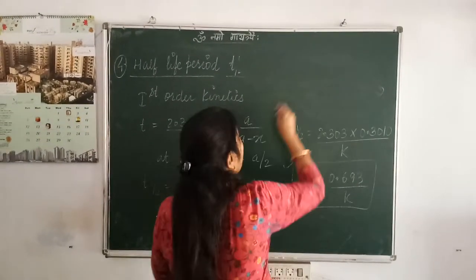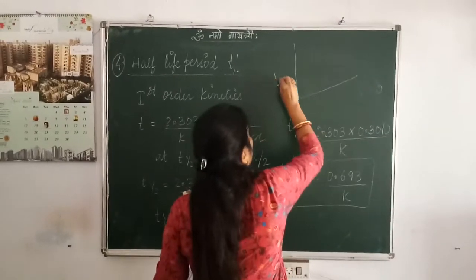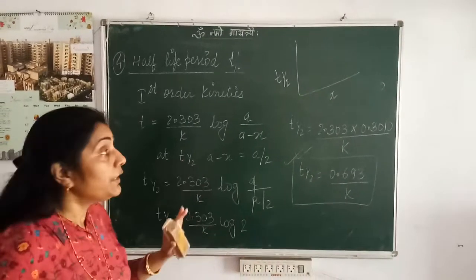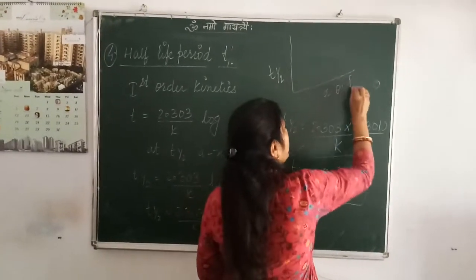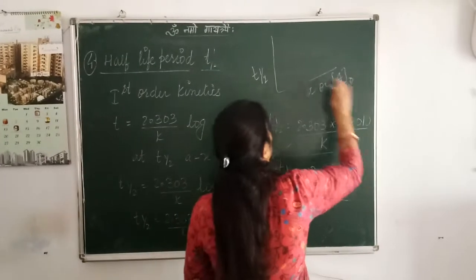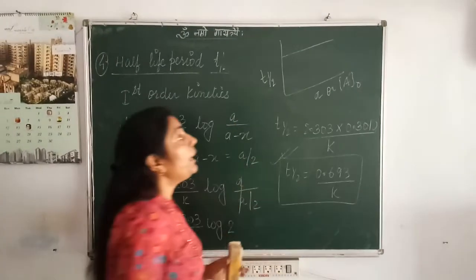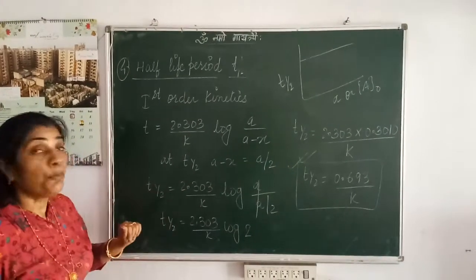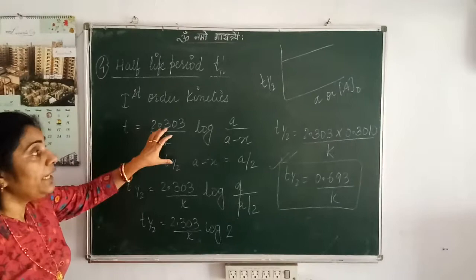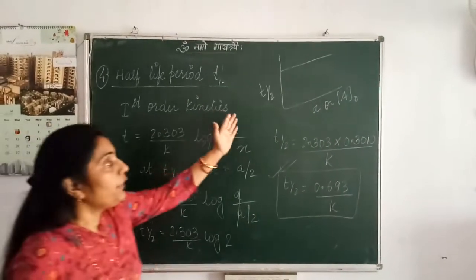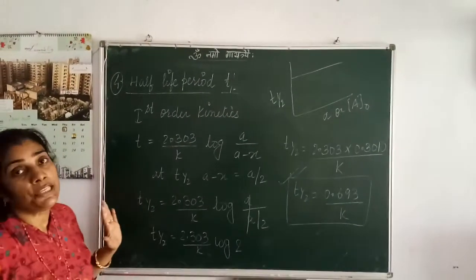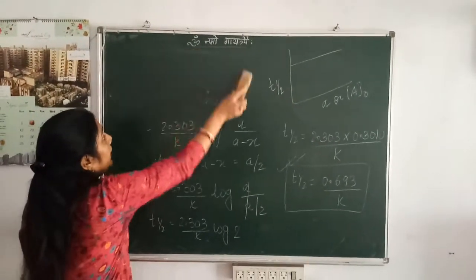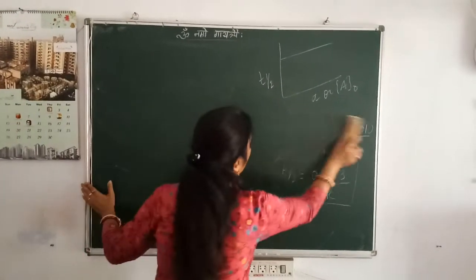So if you plot a graph of T half versus initial concentration, that is a or a naught, then what is going to happen? It is independent of the initial concentration. This derivation is also very important: using first order kinetics, prove that T half is independent of the initial concentration, or derive an expression for half-life period by using first order kinetics.